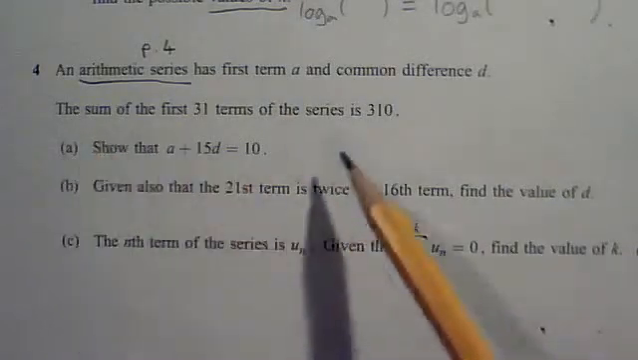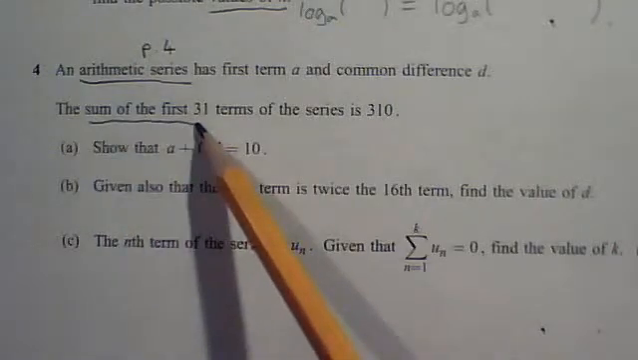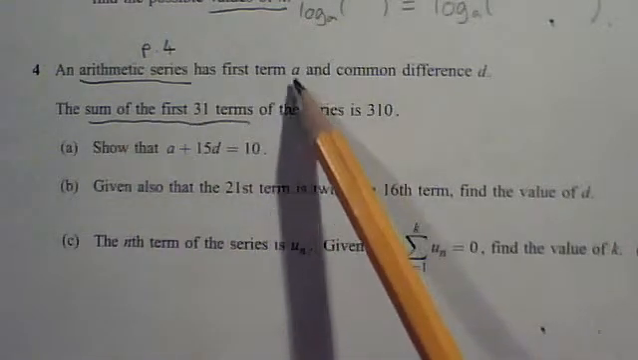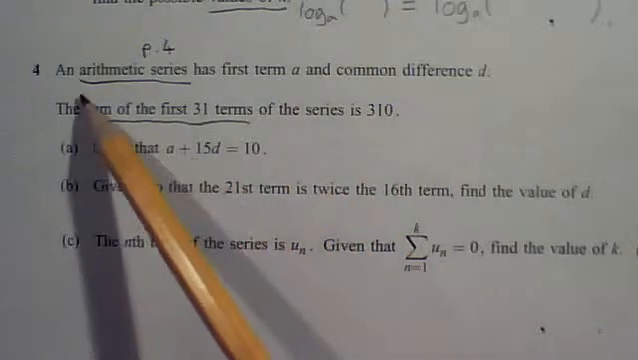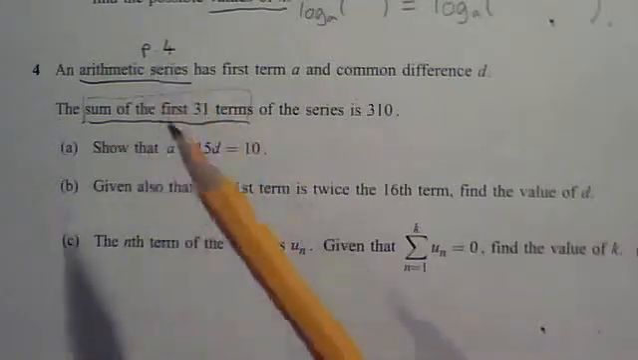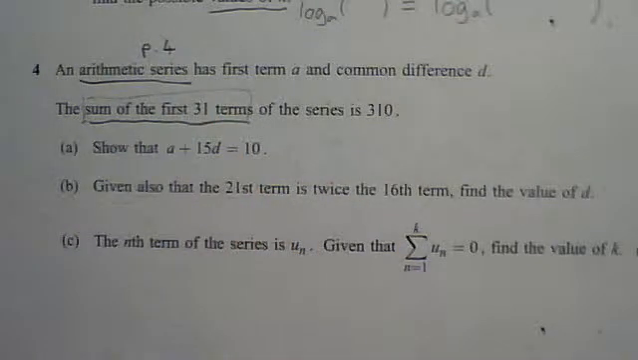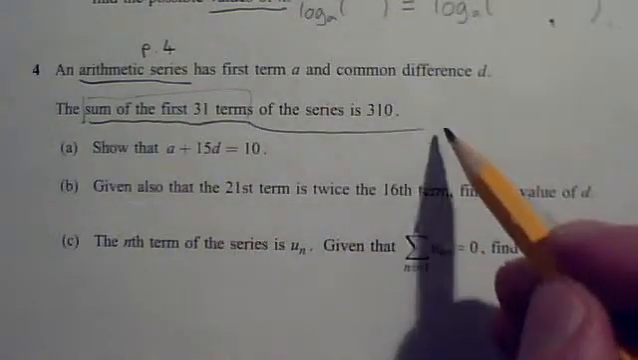Then, reading the rest of the question, you've got the sum of the first 31 terms. You've got the normal letters A and D for the first term and common difference. But this sum of the first 31 terms means that from page 4 you should be able to pick out the appropriate formula. So your starting point for this is the sum of the first 31 terms.